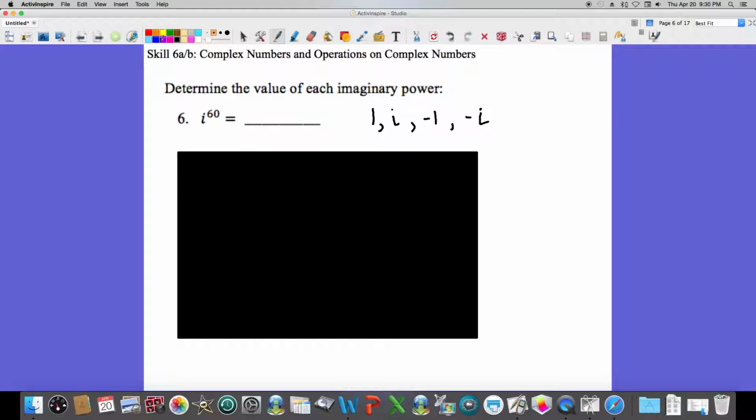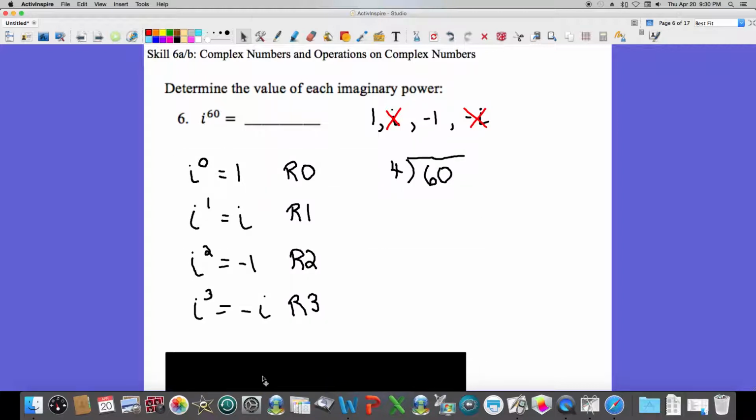With i to the 60th, I can eliminate i and negative i. I know that if the exponent is an even number, this is going to simplify to either the number 1 or the number negative 1. Since these problems have a cycle of 4, we are going to take the exponent 60 and divide it by 4 and look at the remainder.